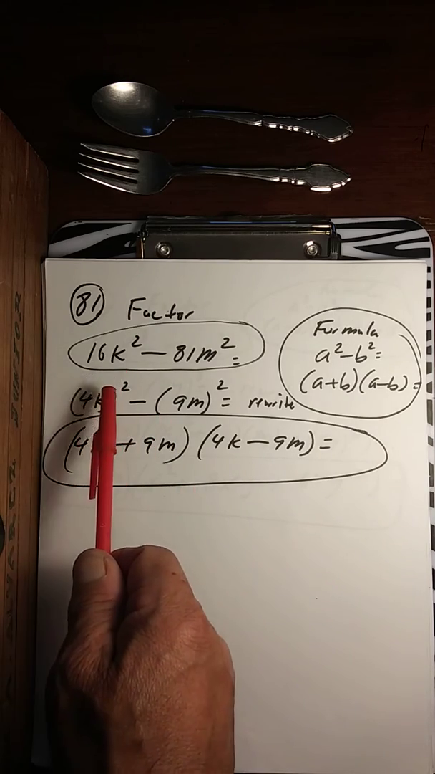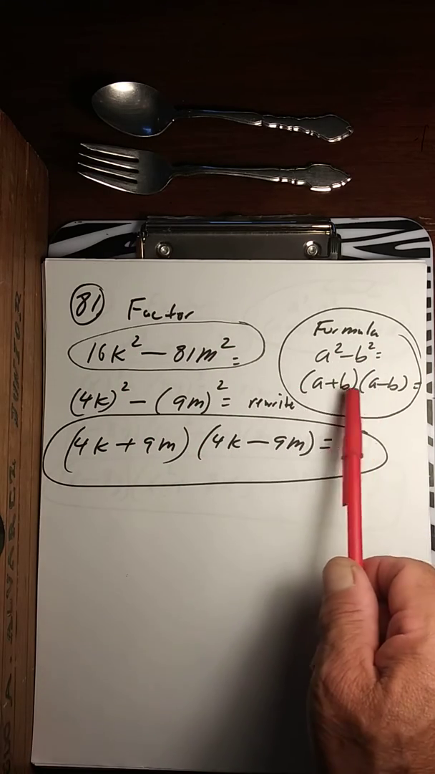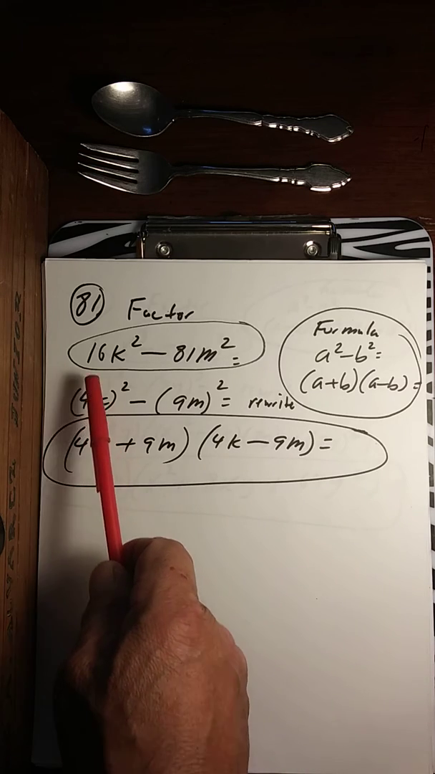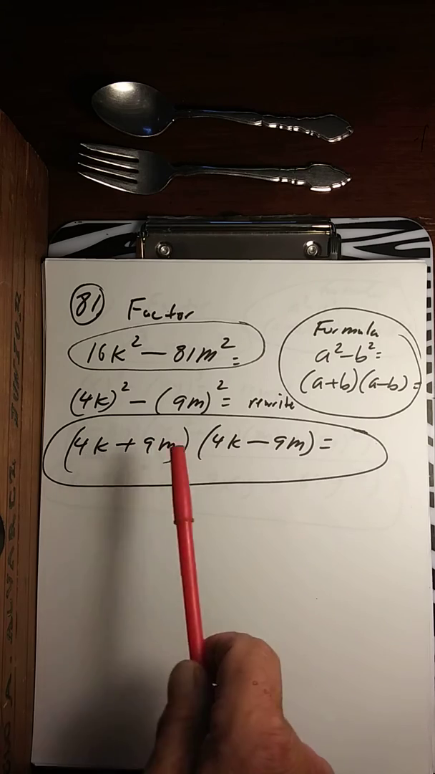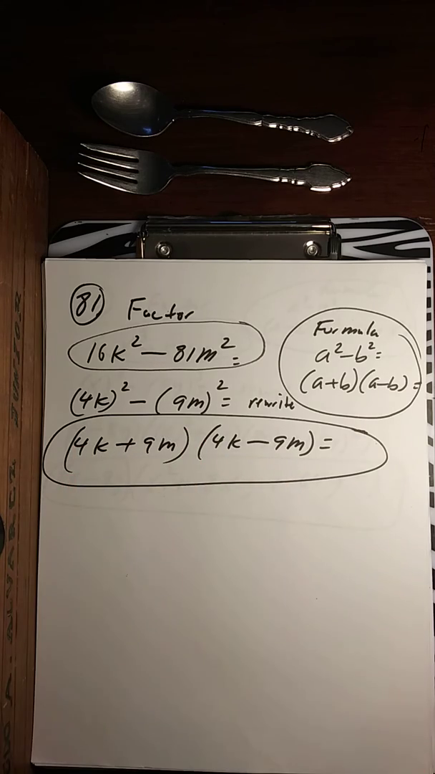Difference of squares. So rewrite this. a squared minus b squared equals a plus b, a minus b. So 4 times 4 is 16, so 4k squared minus 9m squared. 4k plus 9m, 4k minus 9m. There's the end, the answer.